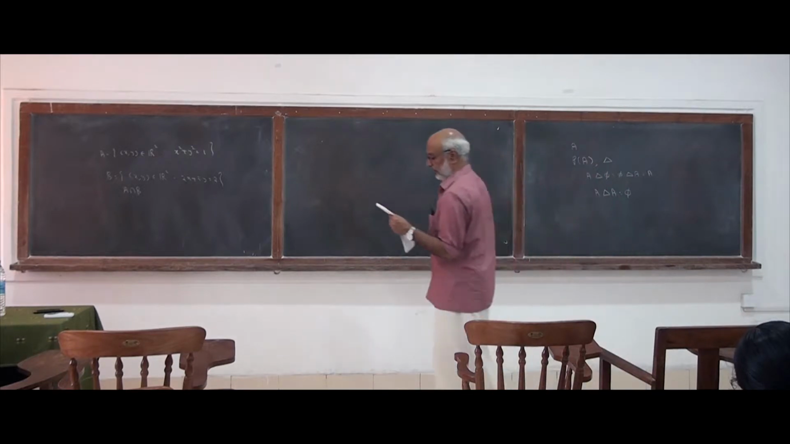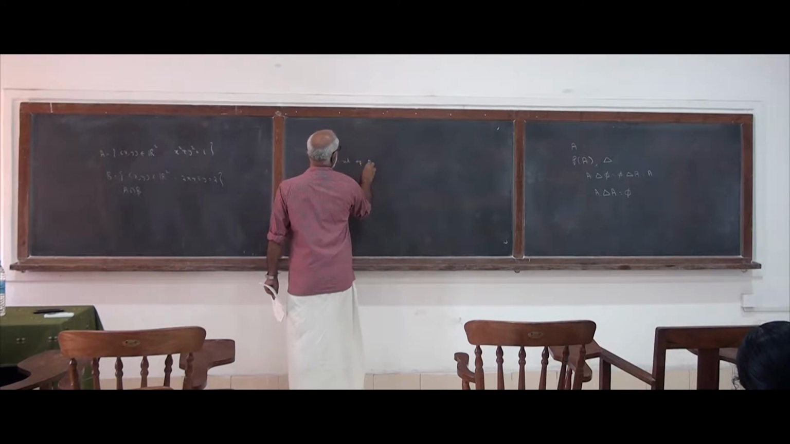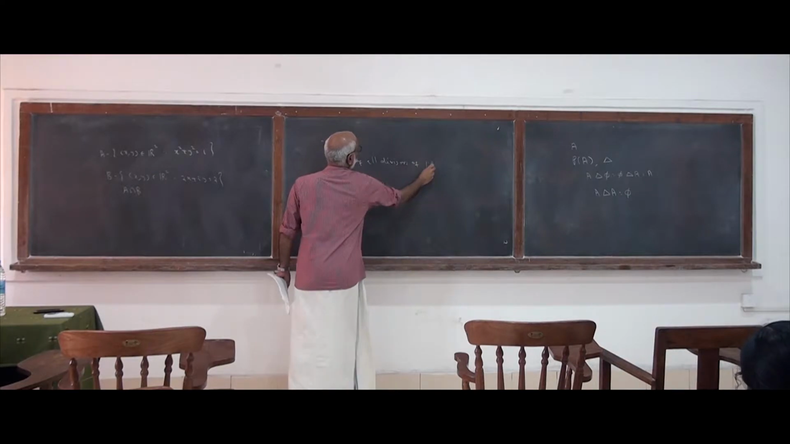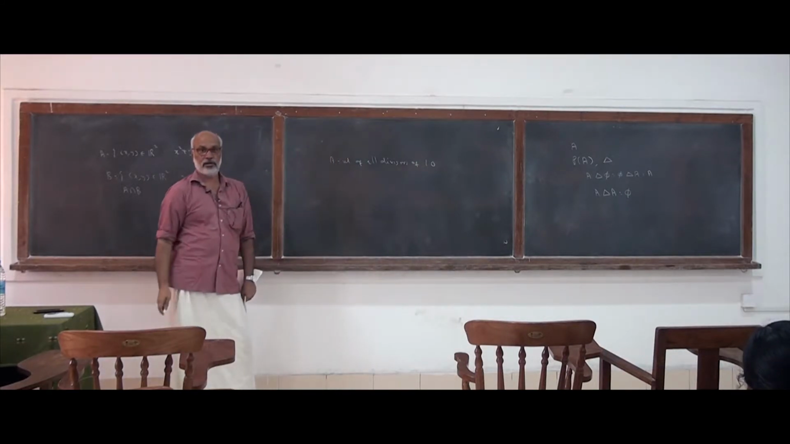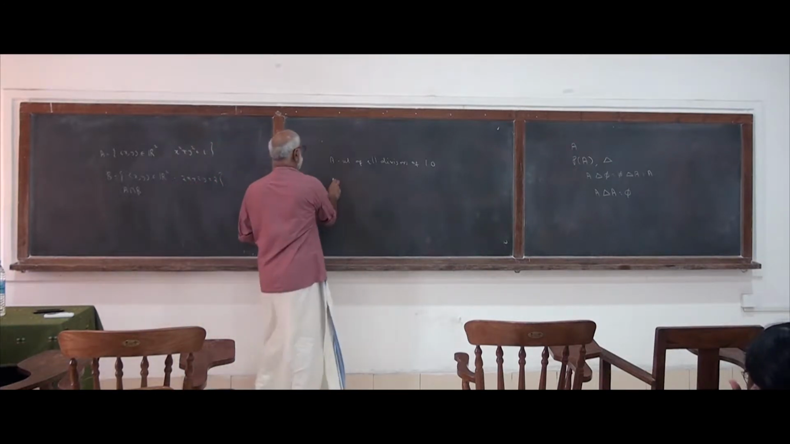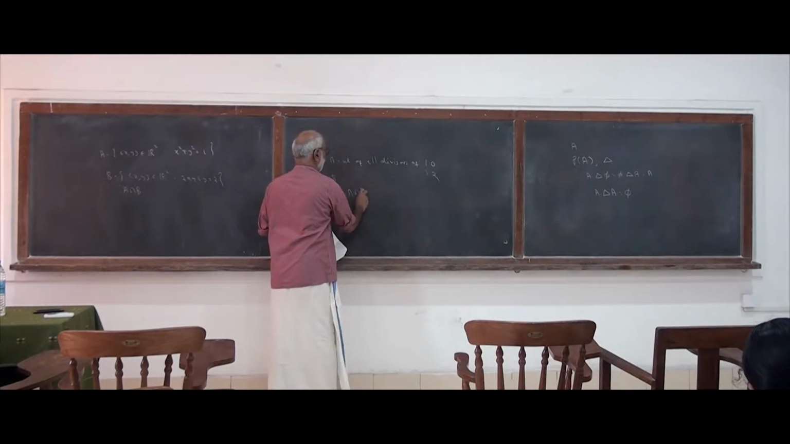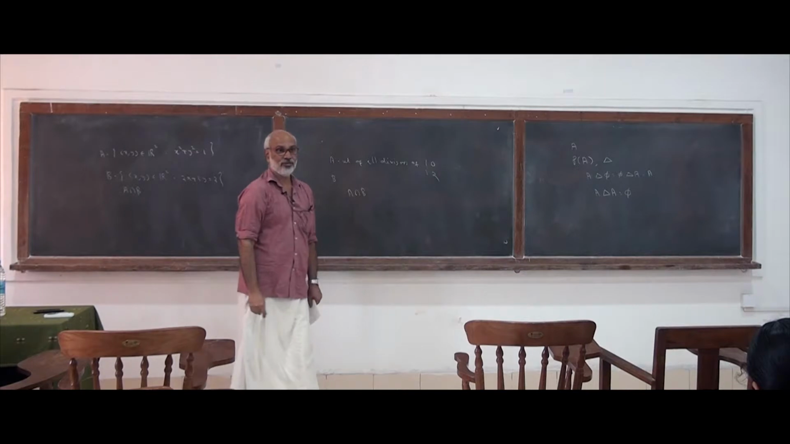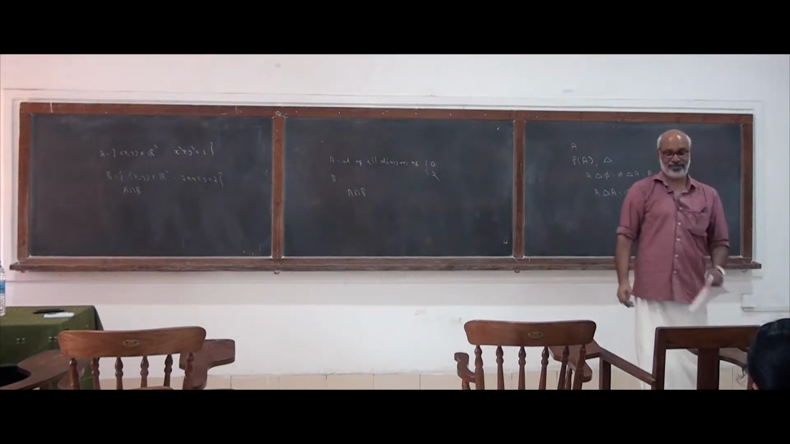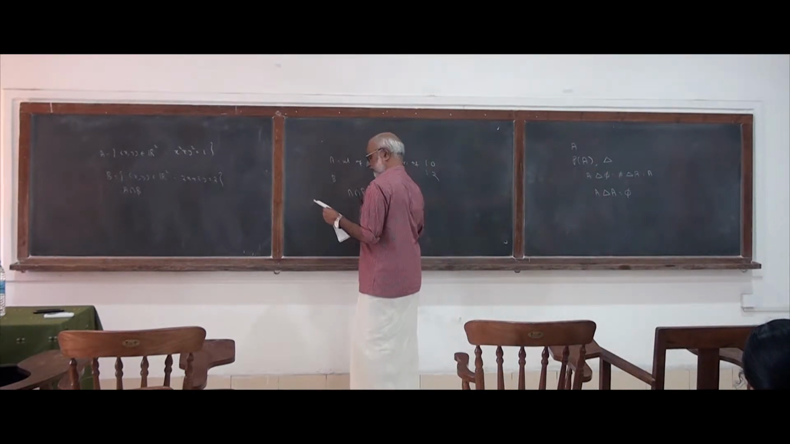Suppose A is the set of all positive divisors of 10, and suppose B is the set of all divisors of, say, 12. Then A intersection B will be the set of all positive integers which divide both 10 and 12. What will be that? That will be just 1 and 2.